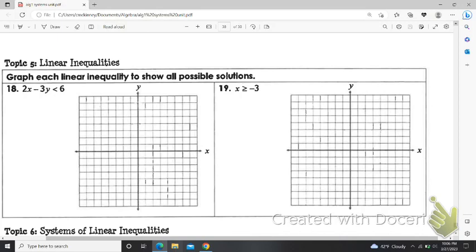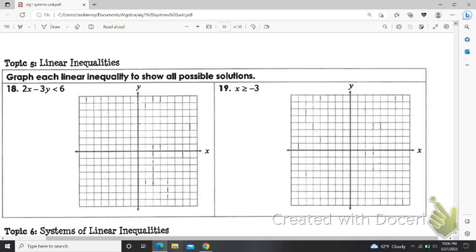Alright, for now we're going to skip over the substitution and elimination problems and go to problems 18 through 21 on linear inequalities and systems of inequalities, because this first quiz for Unit 3 is only over the graphing sections.